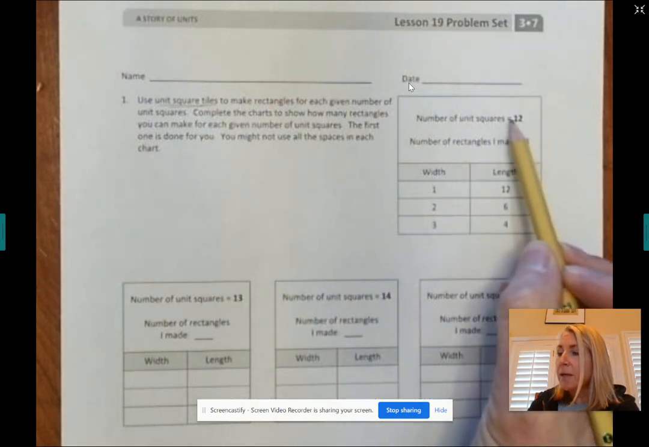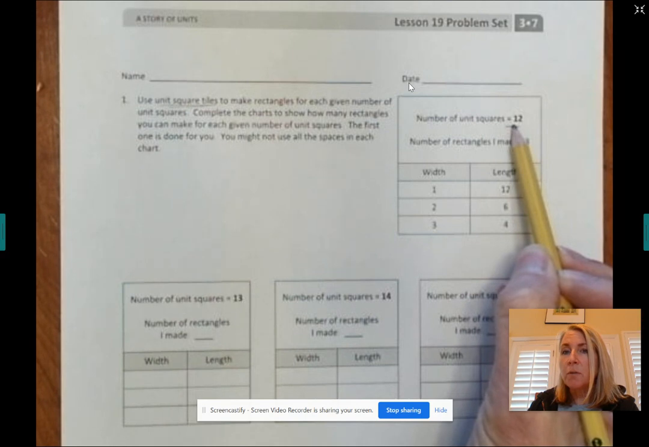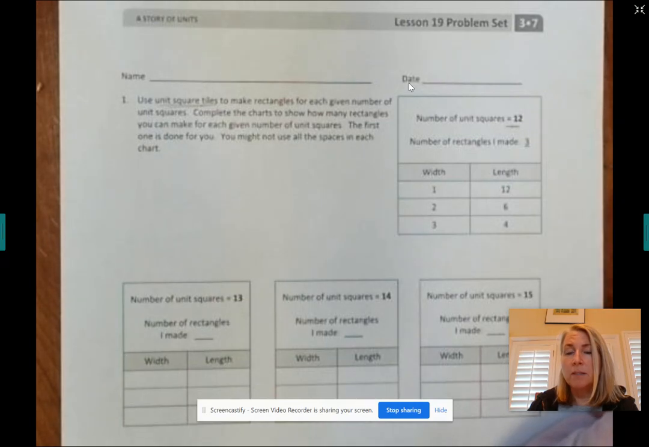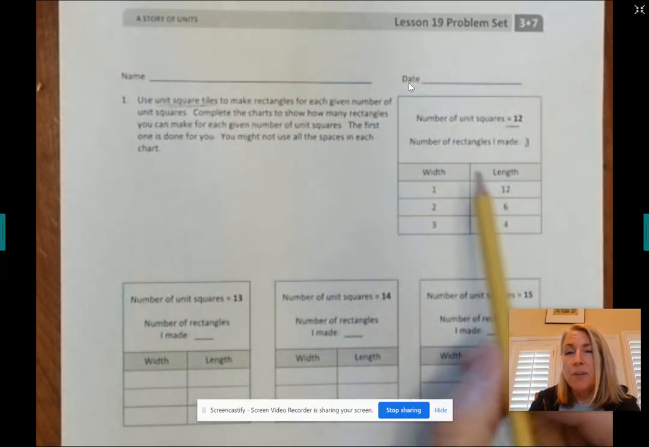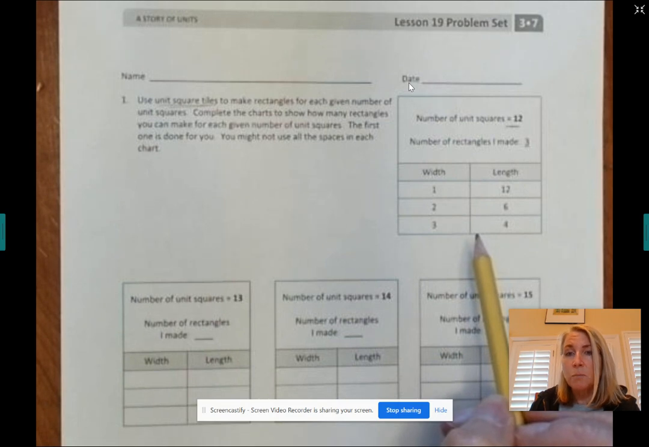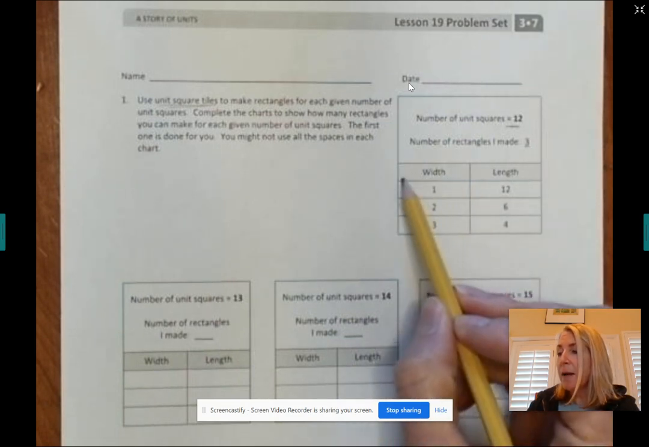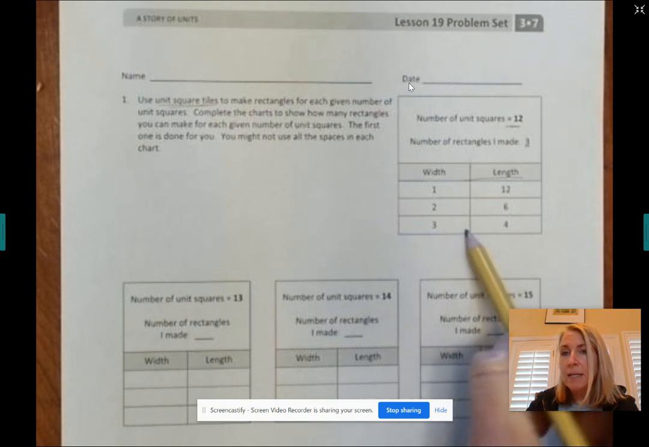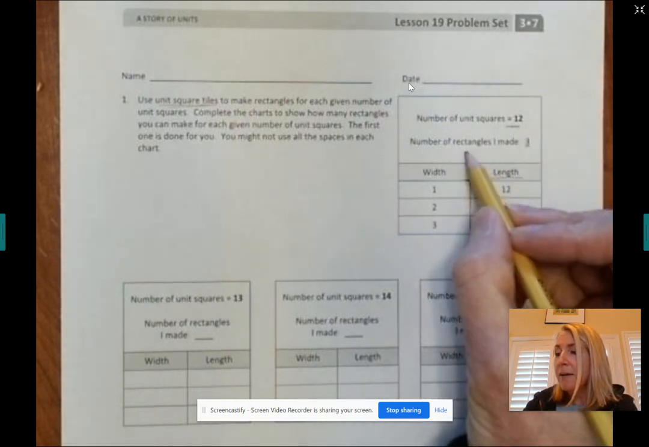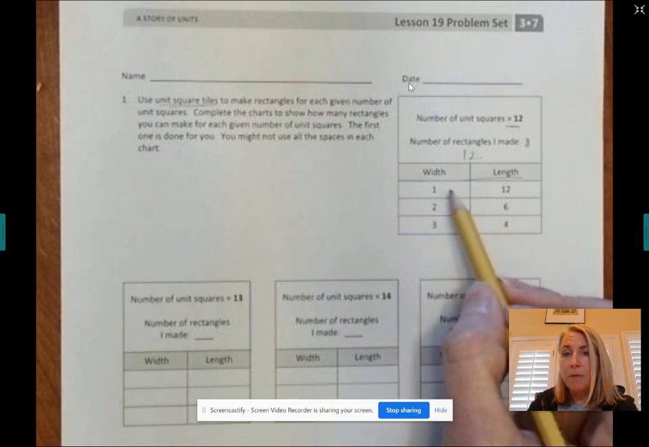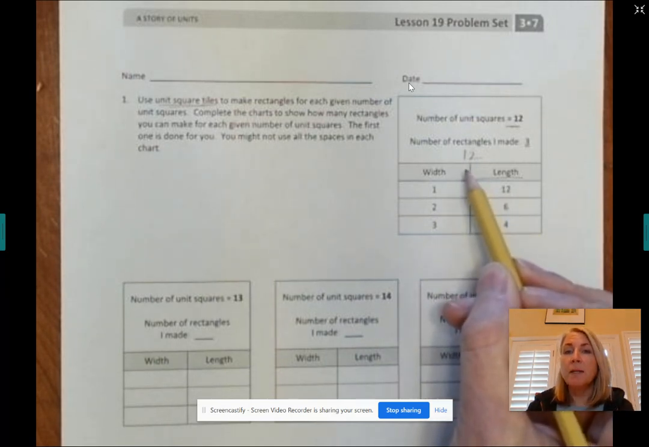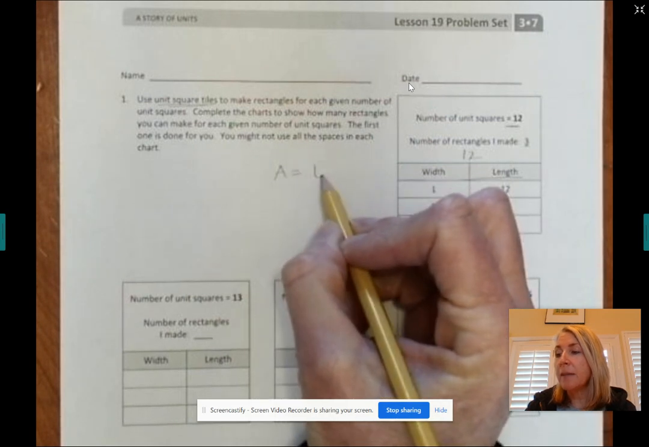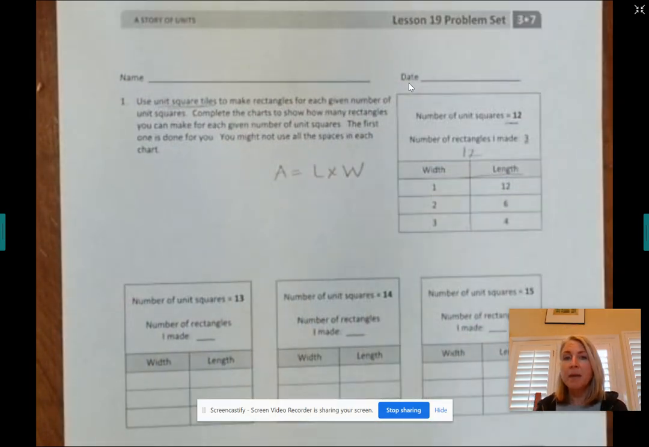On this one, it's telling us that we want to create areas with 12 square units. And this is like the T-charts we were making before. We were drawing a line, creating a T, putting the area of 12 right here, and then systematically figuring out what times what equals 12. Because remember, area equals length times width. They have it flipped as width times length, but basically same thing. The commutative property tells us that.